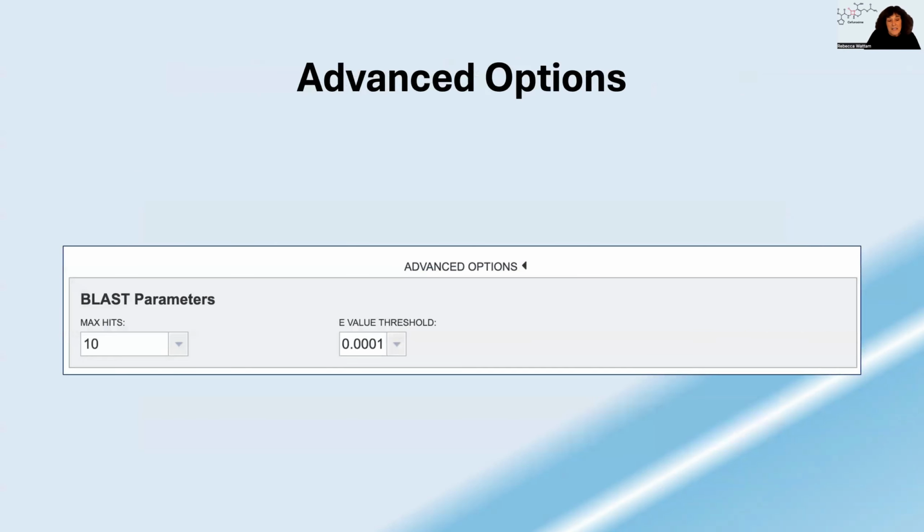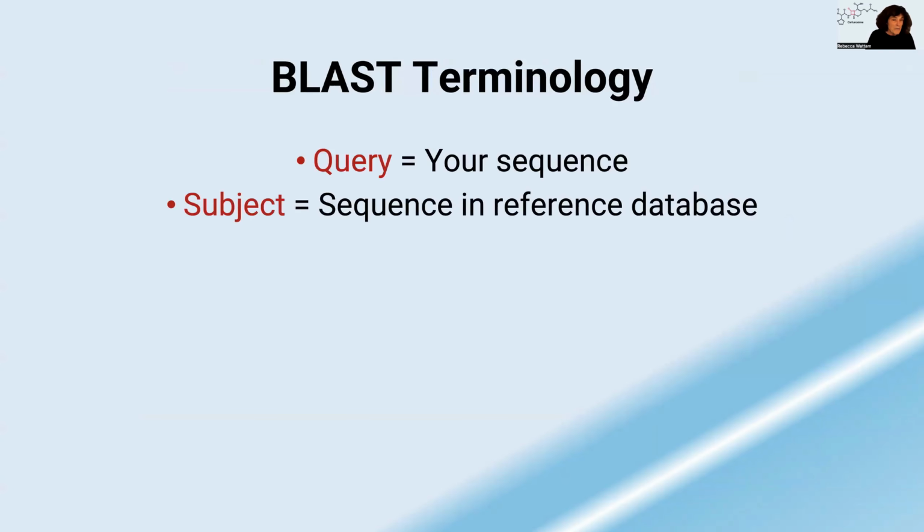So there are advanced options. The default is 10 maximum hits, and it has a pretty stringent e-value threshold. So what do the results look like? I always get confused about this, so I printed it out so we can all remember the BLAST terminology.